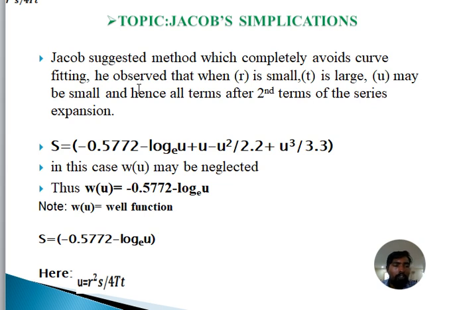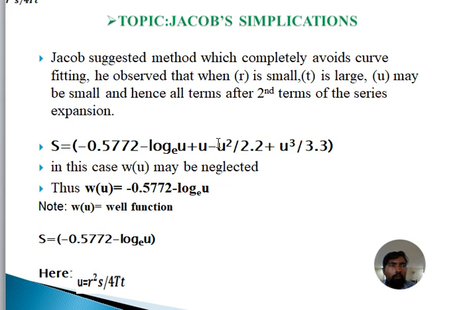Jacob took the case where R is small and, at the same time, T is large, since the discharging time is also large. So U, the well function argument, is small. When R is small and T is large, U is small, so all the higher terms of the series can be neglected. Thais also proposed the equation as a mathematical series: S is equal to minus 0.5772 minus log base e U plus U minus U square by 2 into 2 factorial plus U cube by 3 into 3 factorial.